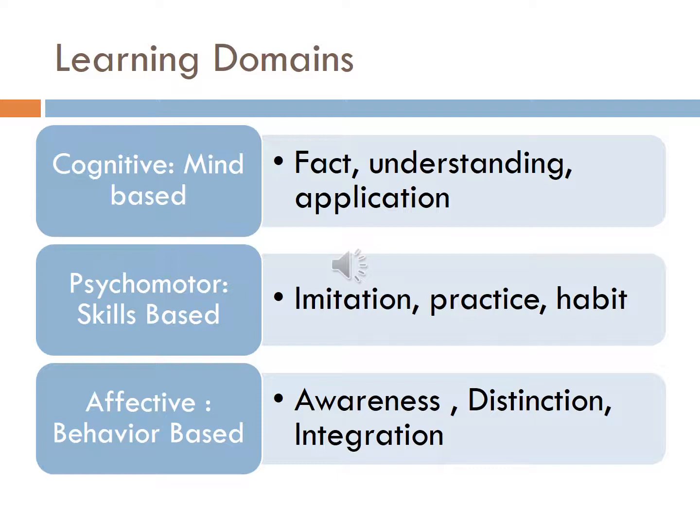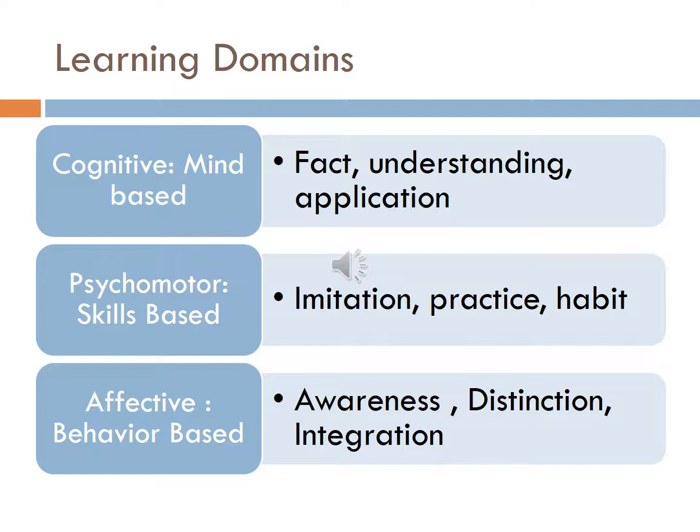Usually in the university we really focus mostly on the cognitive domain and sometimes on the psychomotor domain. The psychomotor domain is skill-based, so we're changing a skill. Let's say we're learning how to drive: you first imitate your instructor, then you start practicing driving, and then it becomes a habit. So when we want someone to learn a skill, he's going to use the psychomotor domain.